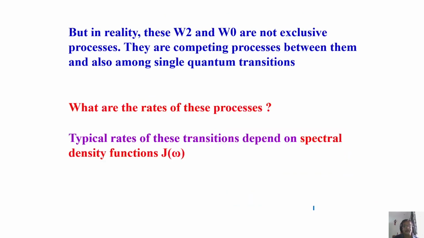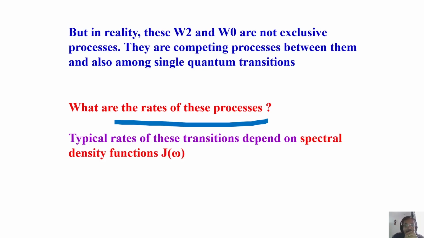Now, when I say all the things are going on competitively, how do you know what is the rate of these processes? How do you find out what are the possible processes of undergoing this type of transitions? What is the transition probability? How do you know which is going on first? W2, W0, W1, which is dominant? What defines this process?